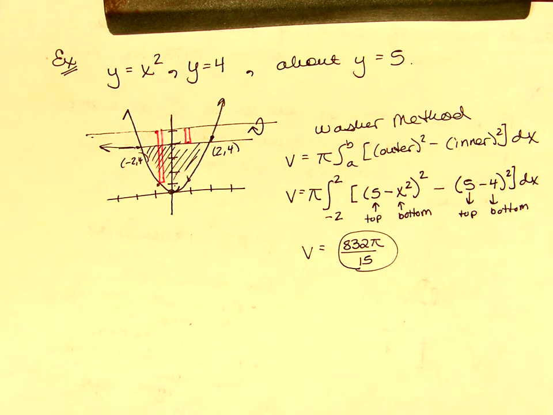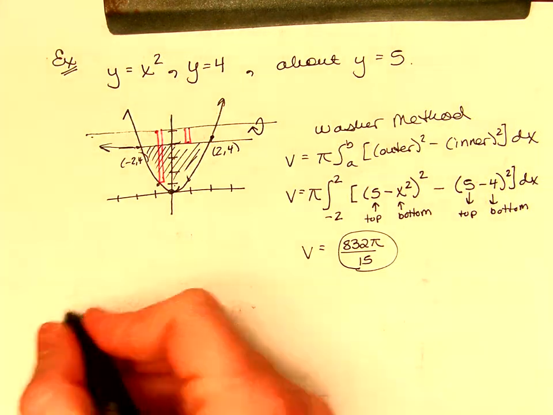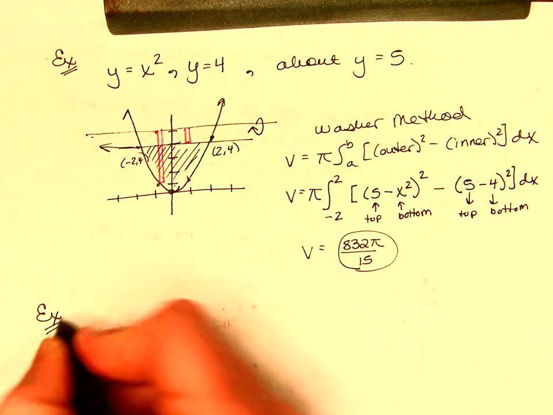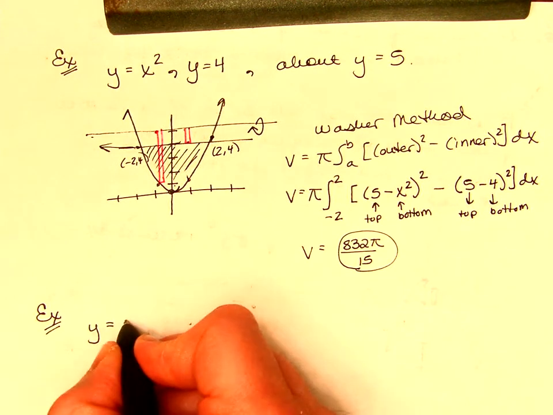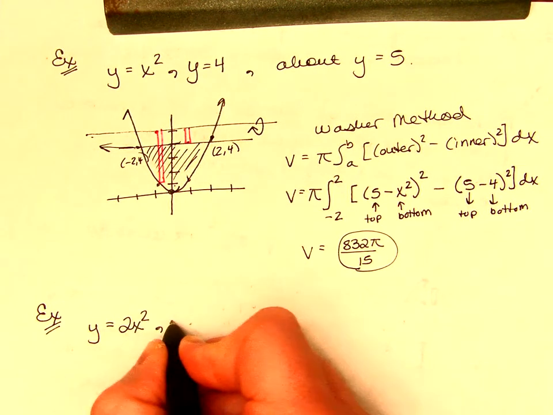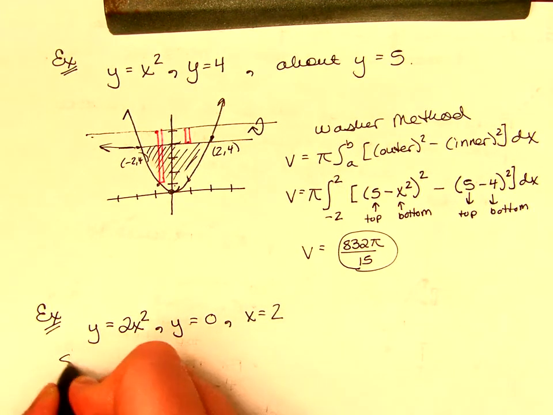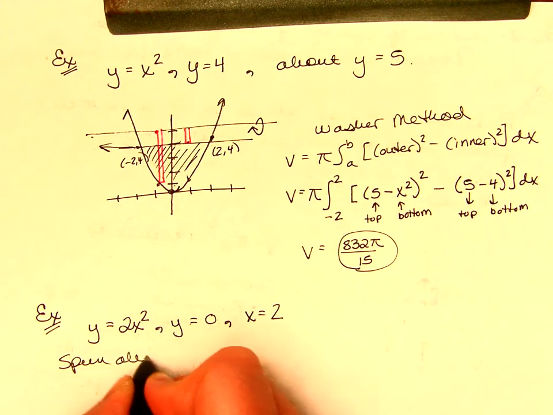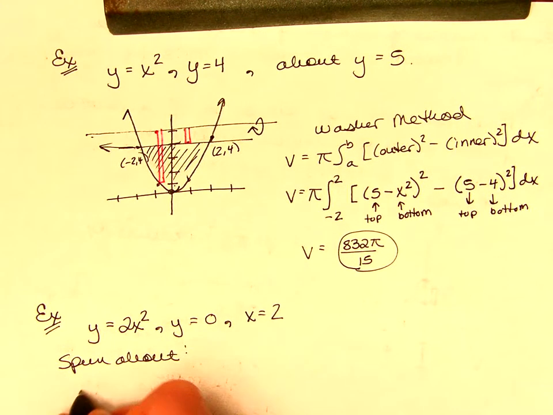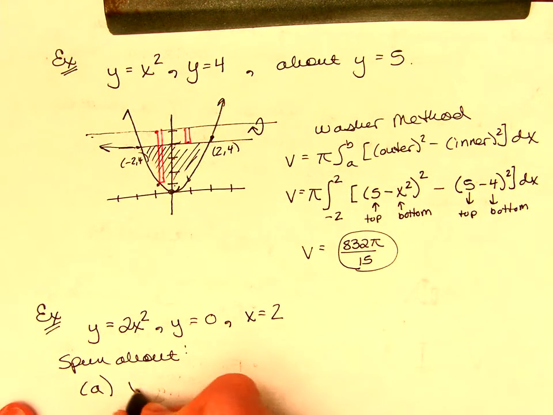I have one more example that I want to show you, but there are 6 different parts to this, in an attempt to just show you as many different kinds of variations on this stuff as possible. We are going to look at the region bound by y equals 2x squared, y equals 0, and x equals 2. And we're going to spin this about all sorts of different axes. That region, first of all, will be spun about the x-axis.